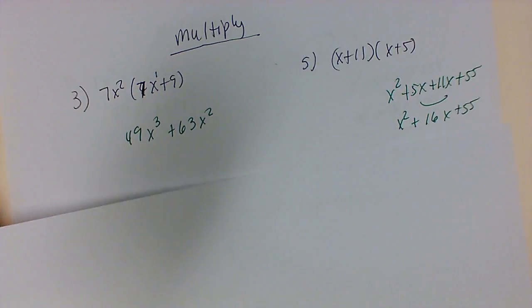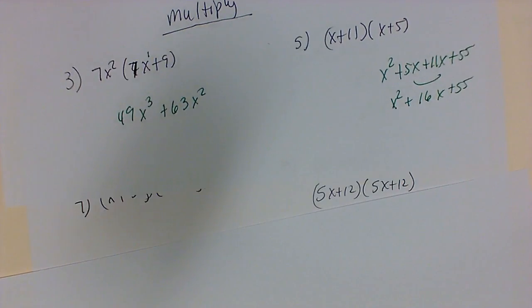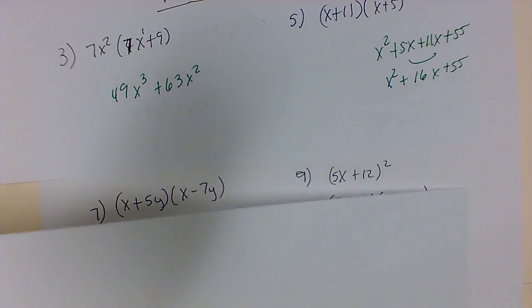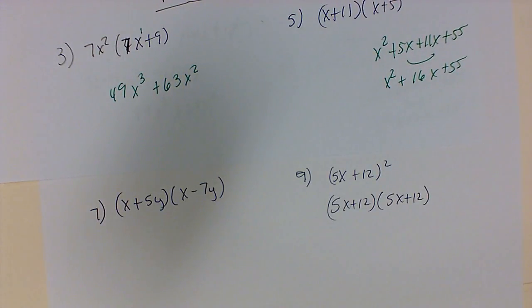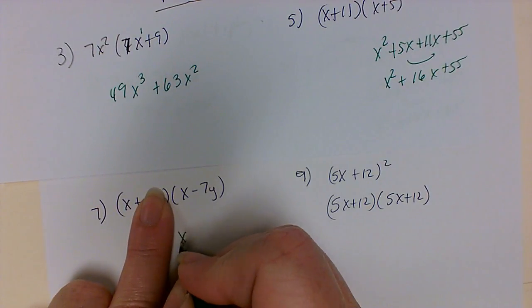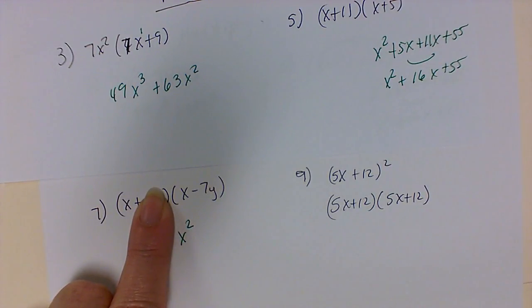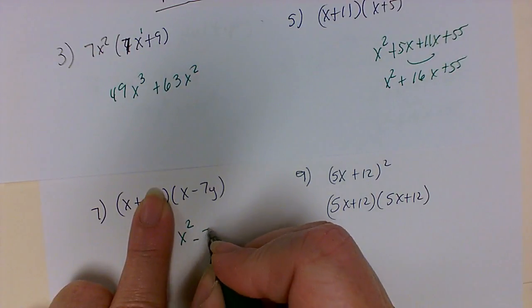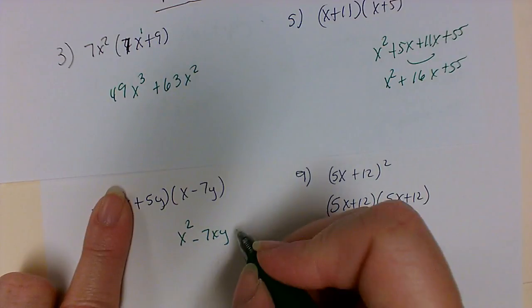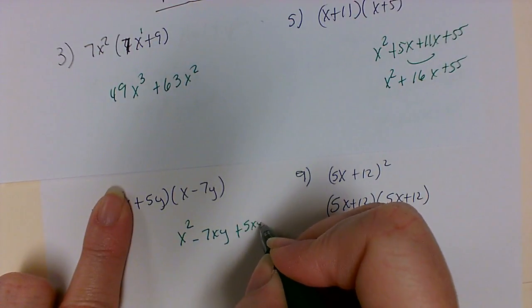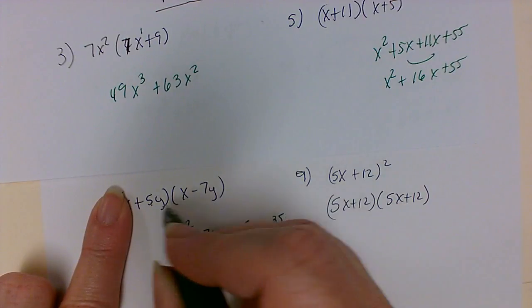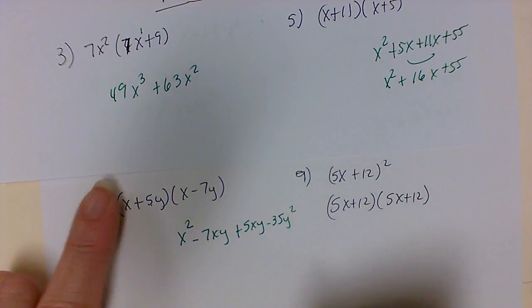All right, so now we're going to look at multiplying x plus 5y times x minus 7y. In this case, I'm going to do the same thing I did on the previous problem. I'm going to get x times x is x squared. X times negative 7y will get me negative 7xy. And then 5y times x will get me plus 5xy. 5 times negative 7 is minus 35, and y times y will be y squared.